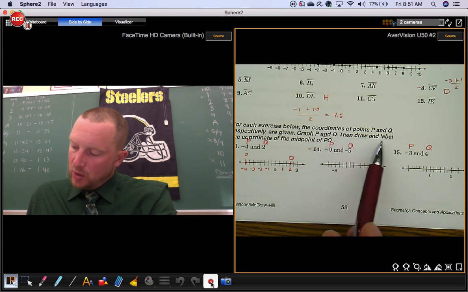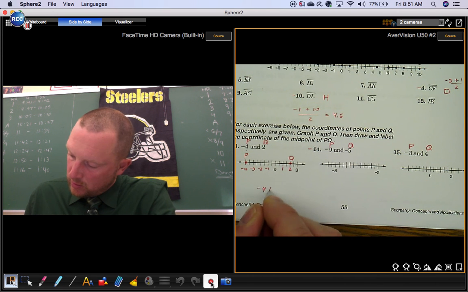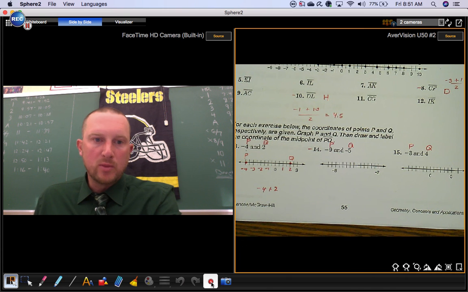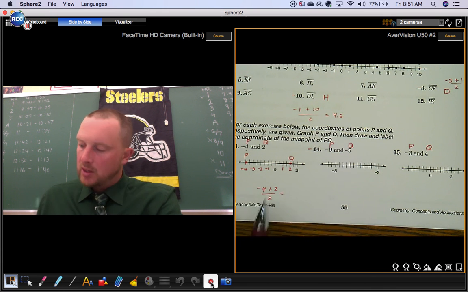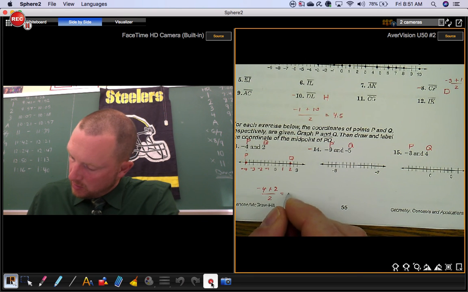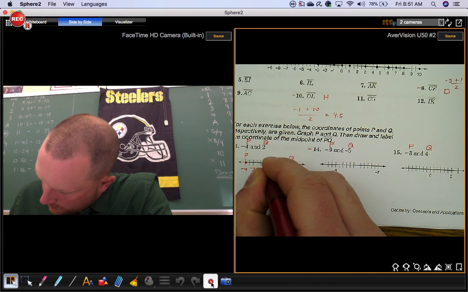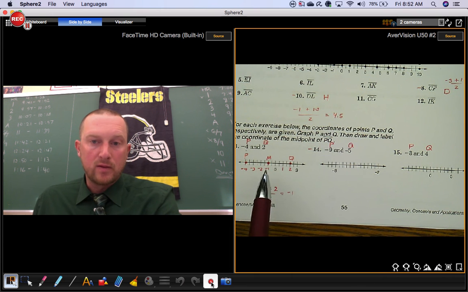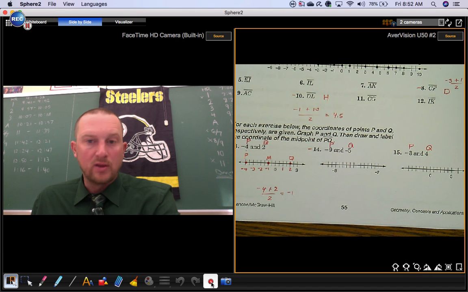Now it says draw and label the coordinate of the midpoint of segment PQ. So you better know where the midpoint is. Take those coordinates of the endpoints and average them. -4 plus 2 is -2, and -2 divided by 2 is -1. So I'm going to put an M right there for midpoint, and obviously we already have the coordinate on there. So that's how these go.